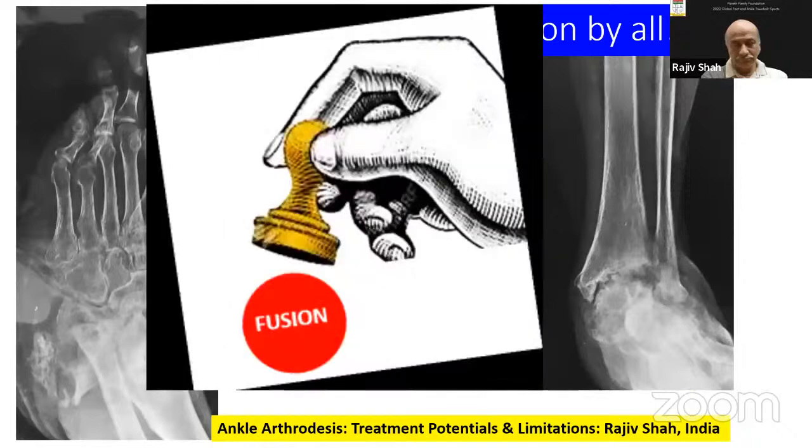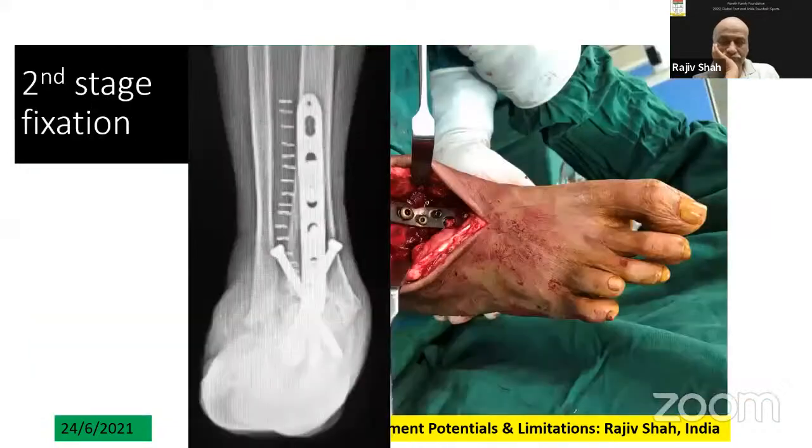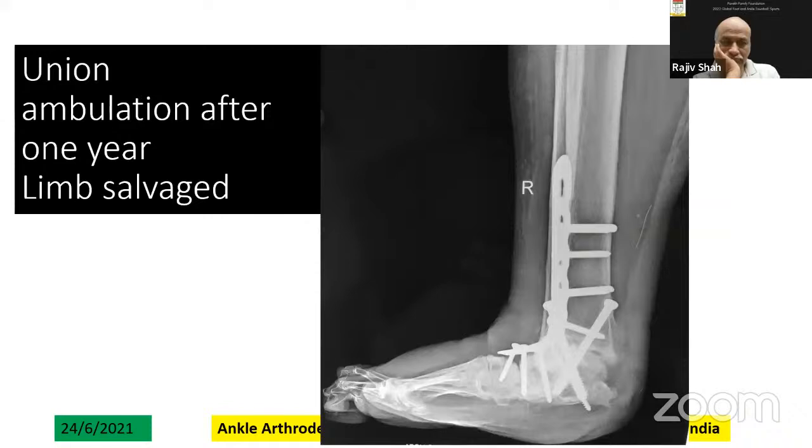We thought of going ahead into the defect, and then in the second stage we went for a fixation. A plate-assisted ankle fusion was done in the second stage, and this lady went on to heal and started walking at the end of 1 year, and the limb could be salvaged.